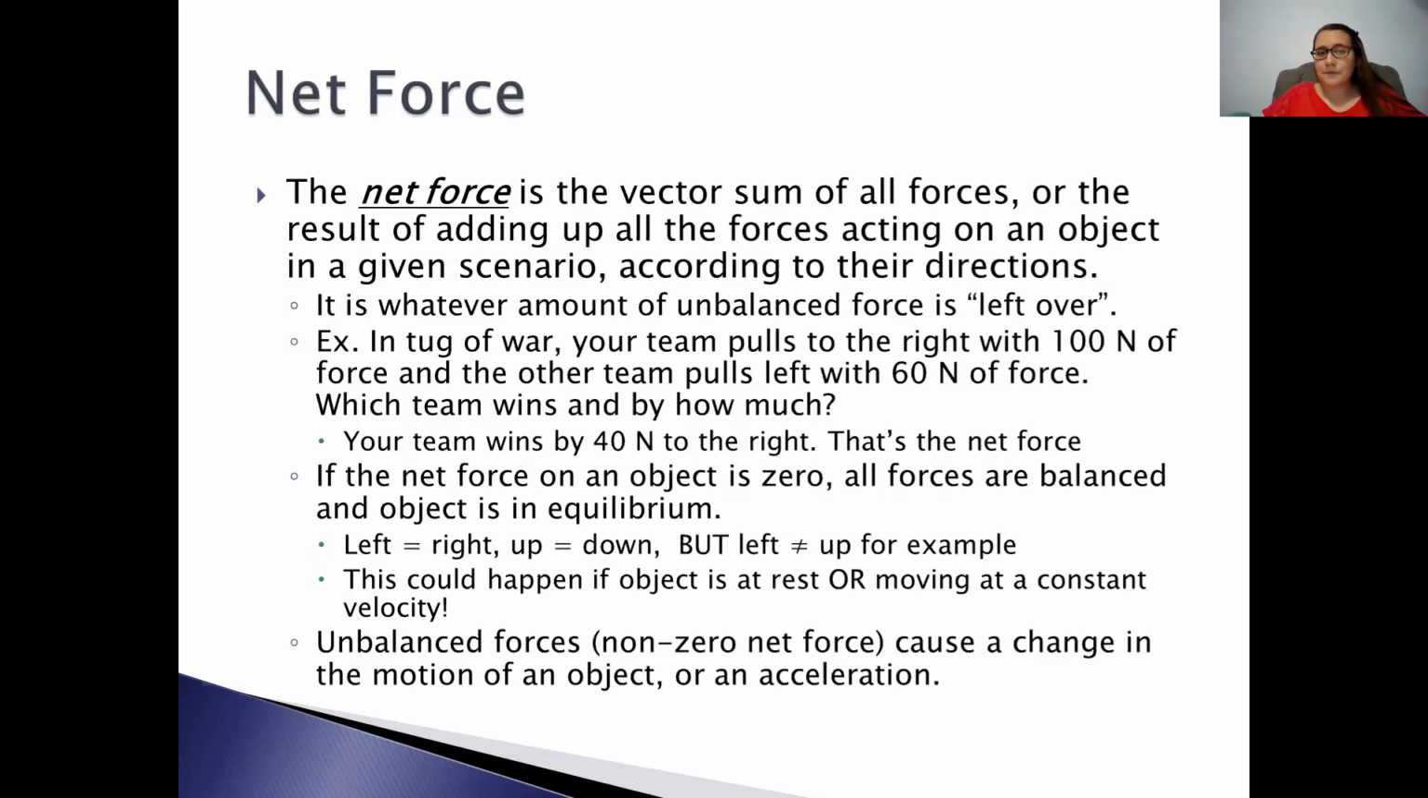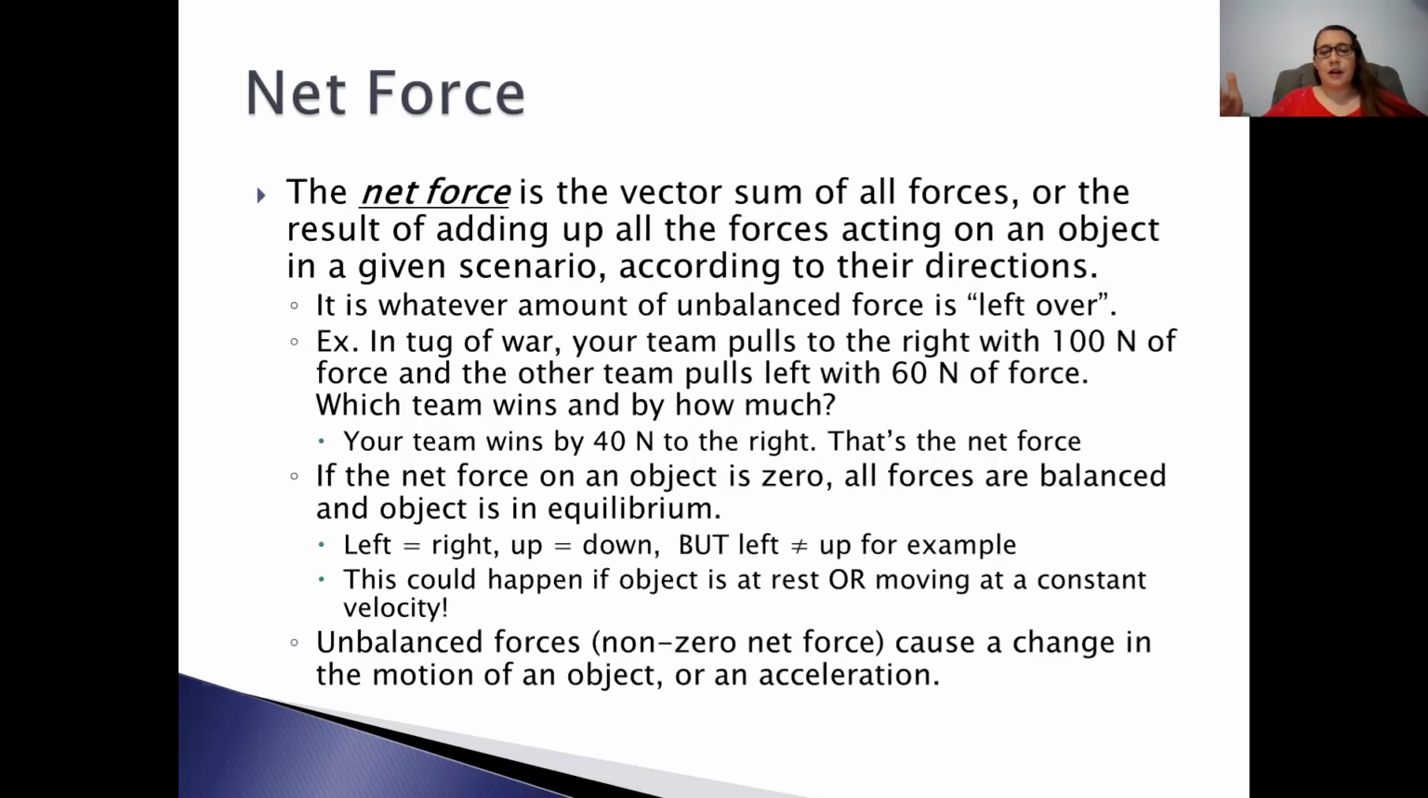That's the net force. So if the net force on an object is 0, then all of the forces are balanced. Your two teams are pulling equally, and the object is in equilibrium. It's not moving. Its motion is not changing, I should say. So left would equal right, up would equal down, but we can't necessarily say that left equals up, for example, because we don't compare horizontal with vertical. We compare horizontal with horizontal and vertical with vertical. So that's what we mean by the forces are balanced. We're considering up versus down and separately left versus right.